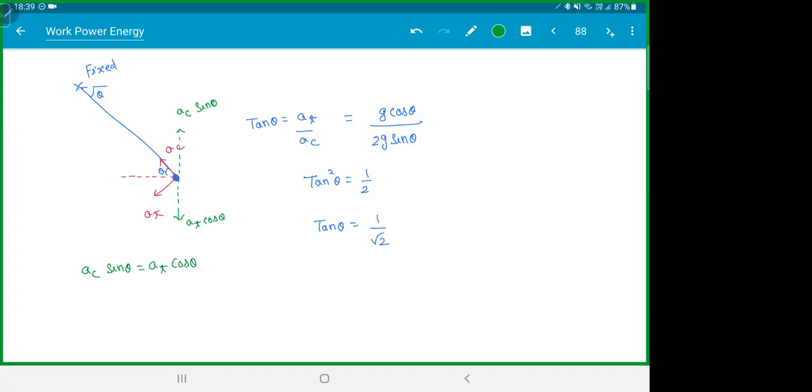Why do you take theta as 45? If theta is 45, the question is over, right? The answer is 45. I'm asking you to find theta and you assumed it to be 45. Doesn't make sense. Isn't it?